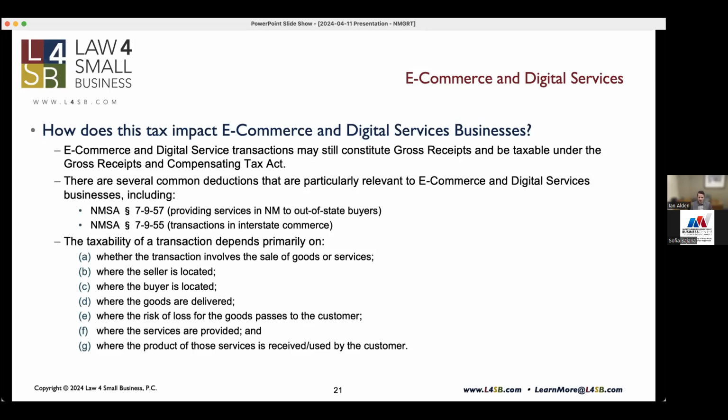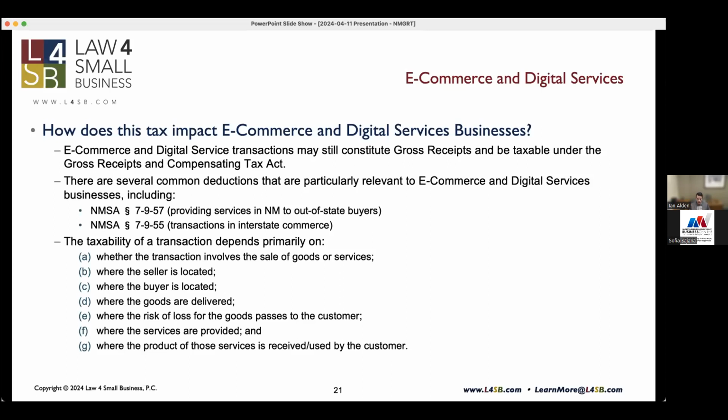Your transactions are either going to be taxable or typically deductible, depending on whether they're in-state or out-of-state customers or clients. So the taxability under gross receipts tax depends primarily on whether the transaction involves sales of goods or services, because they're treated differently. Goods and services are treated very differently here.